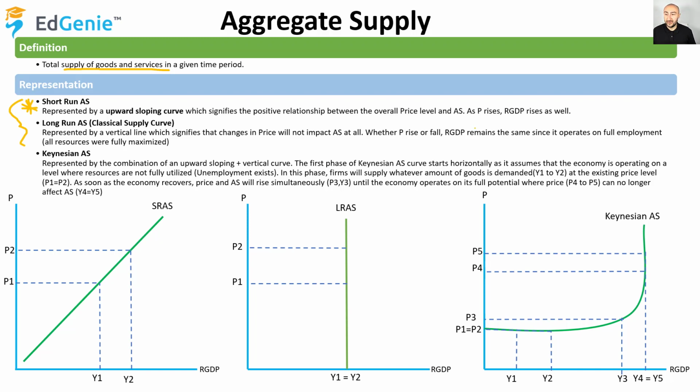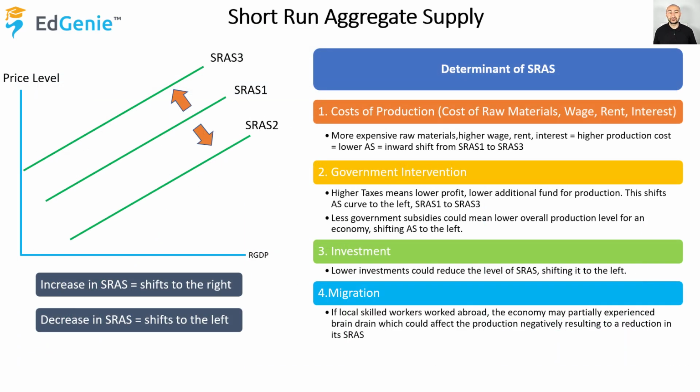Firstly, we have the short run aggregate supply curve. It's an upward sloping curve, and it signifies a relationship between the price level and aggregate supply, especially in the short run. Now, what does that mean? Just think of it this way: essentially, it's to do with costs. 90% of the time, it's to do with cost of production. Upward sloping, a positive relationship with the price level and real GDP.